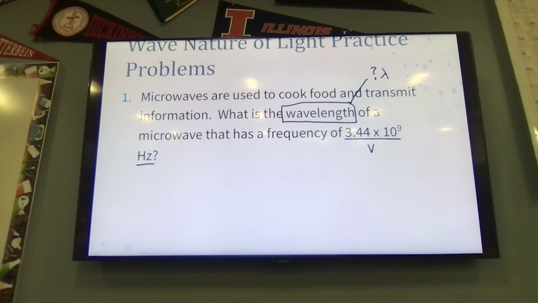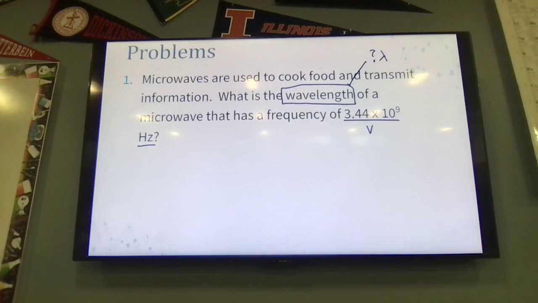And then this is where you just have to know what equation to use. Well, you've got frequency, you want wavelength. This is how they are mathematically related. C equals lambda times nu. Okay.